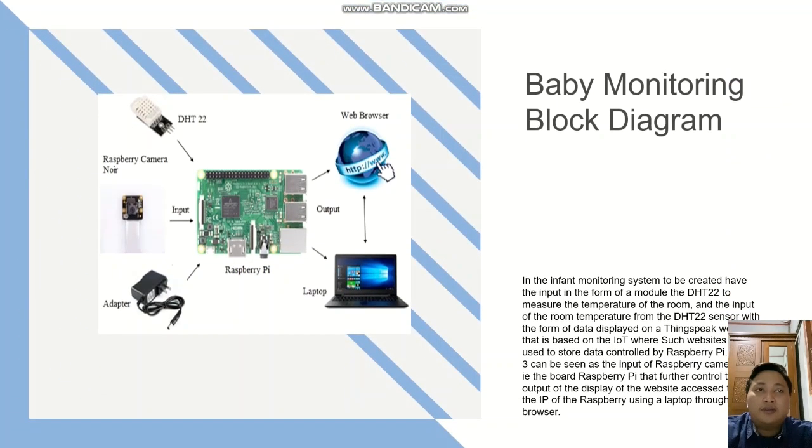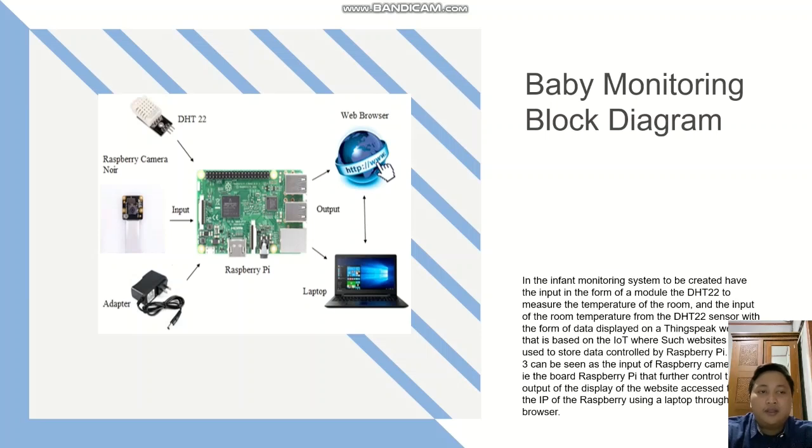This is the baby monitoring block diagram. In the baby monitoring system to be created, there is an input from a module, the DHT22, to measure the temperature of the room. The input of the room temperature from the DHT22 sensor is in the form of data displayed on a ThingSpeak website that is based on IoT, where the website can be used to store data controlled by the Raspberry Pi.